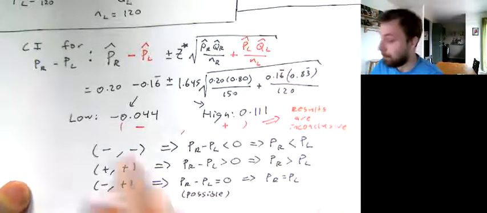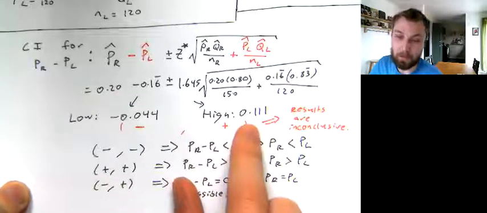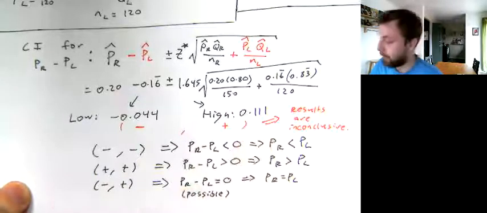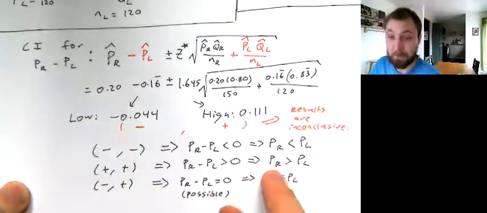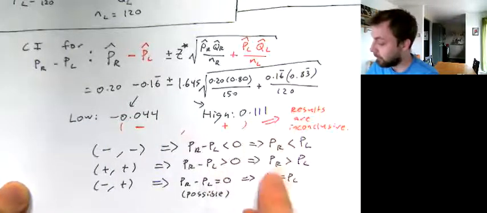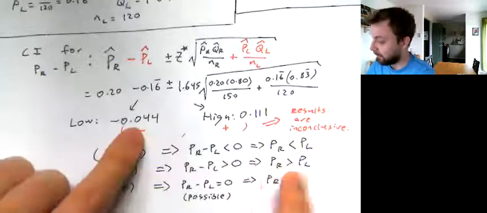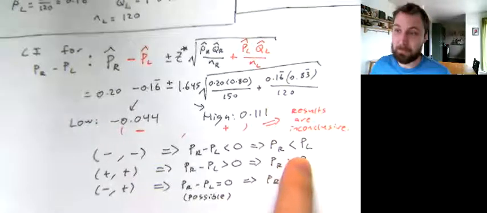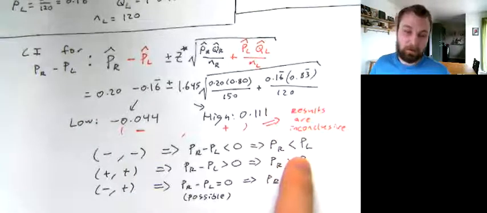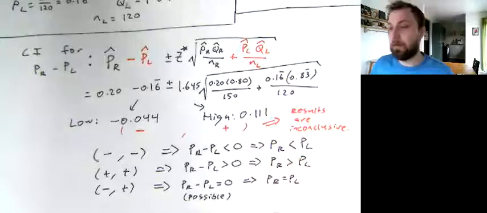If this ended up being a positive 0.044 to a positive 0.111, this would have told me that I'm better with my right hand. How much better? Well, whatever the numbers are. So this positive number says I could be up to 11% better on the right side. This negative number tells me I could be 4% better on my left side. So I'm anywhere between 4% better to 11% worse. 0 is inside of that interval. I cannot tell the difference between the two groups. The results are inconclusive.